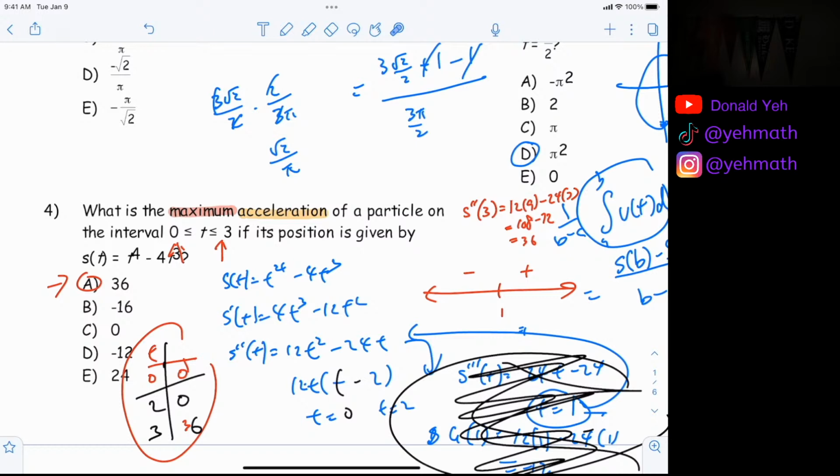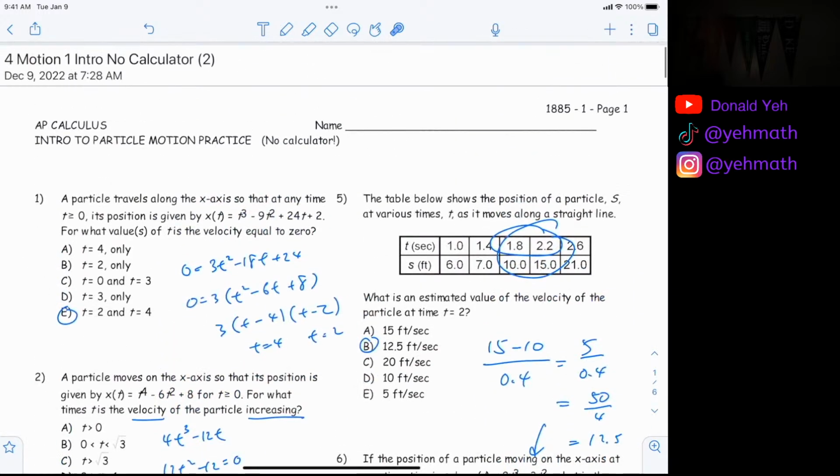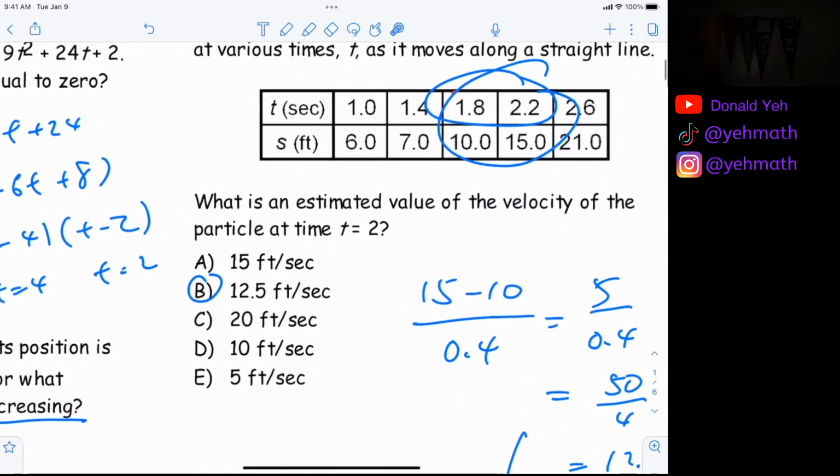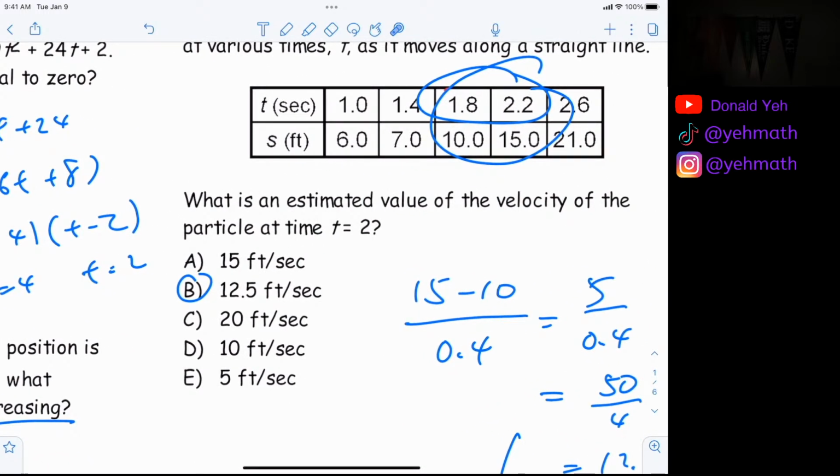Critical point, I'm going to plug in 1. Actually, I should plug in 0, 1, and 3. So for the maximum acceleration, because we judge it for acceleration, we plug into the second derivative. We find out 36 is the highest. Acceleration is the second derivative and velocity is the first. Yeah, SVA, that's the order you want to memorize.